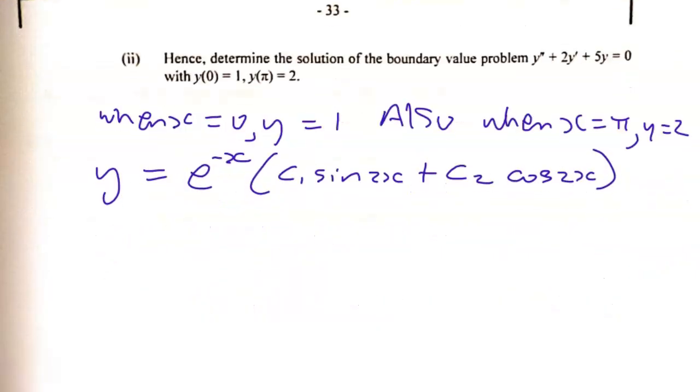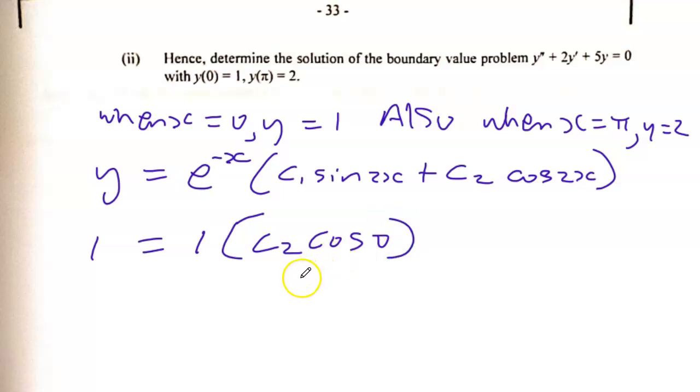So when x is 0, y is 1, so we can replace the y with 1. If x is 0, e to the power 0 is 1. Sine 0 is 0, so in the bracket we actually have c2 cos 0. And cos 0 is 1, so c2 is equal to 1.